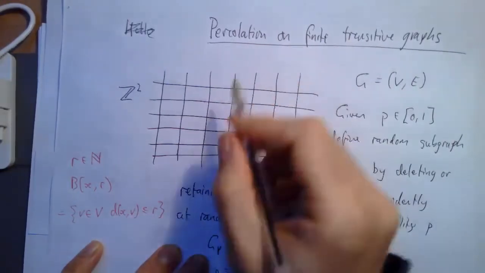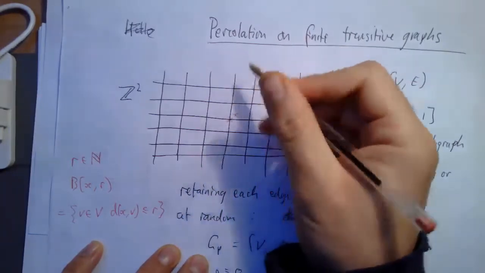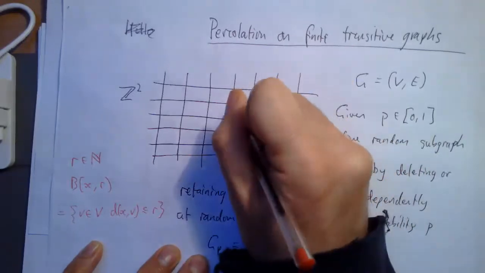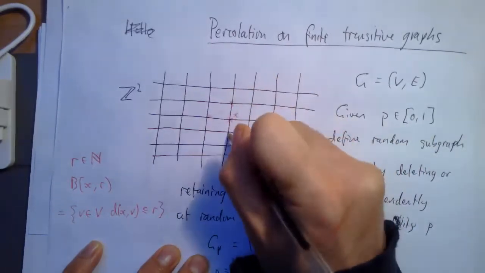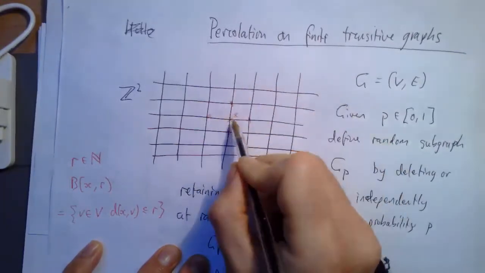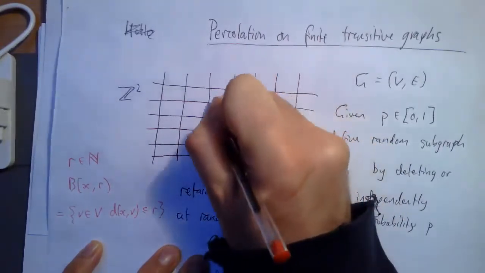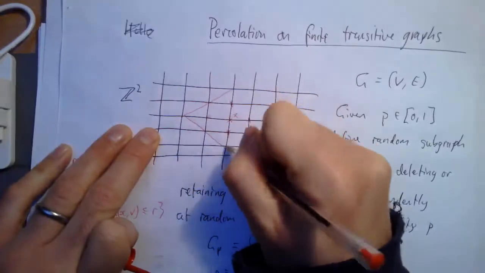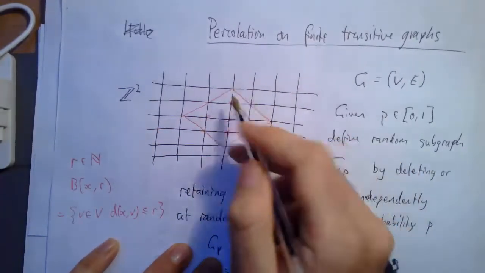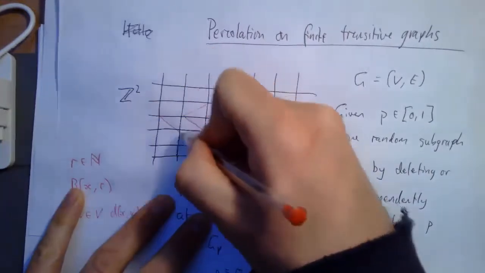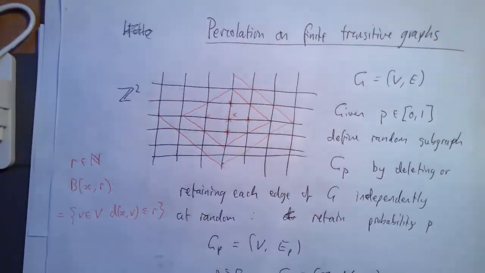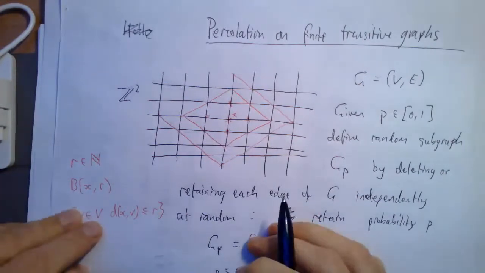In this case, the ball of radius 0 is just the vertex X itself. The ball of radius 1 is all the vertices that you can reach from X by crossing just one edge, the ball of radius 2 is all the vertices inside this diamond shape, the ball of radius 3 is all the vertices in here, and so on and so forth.